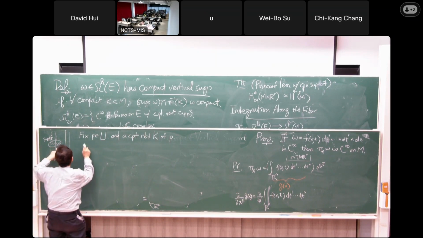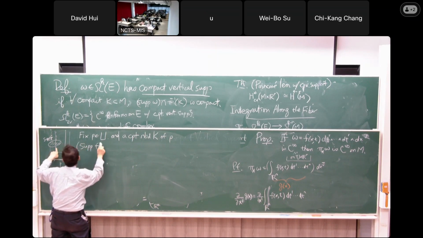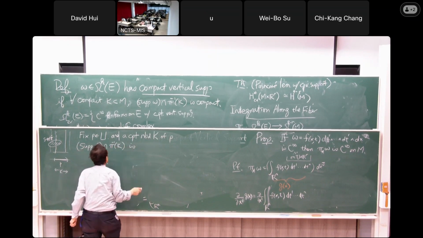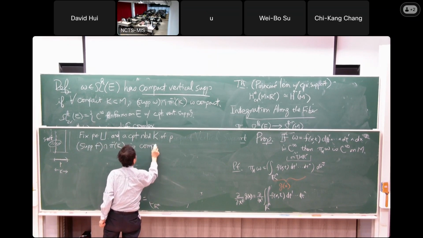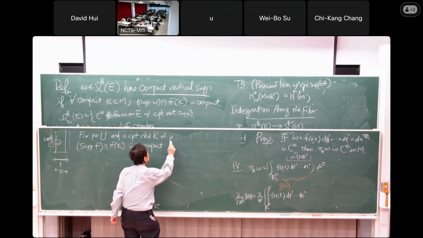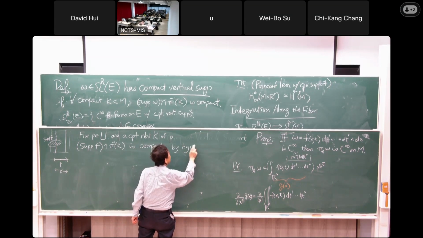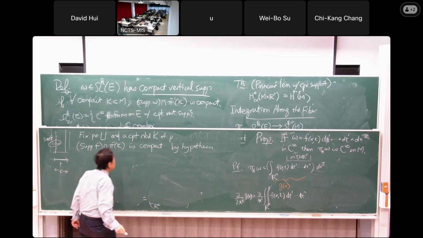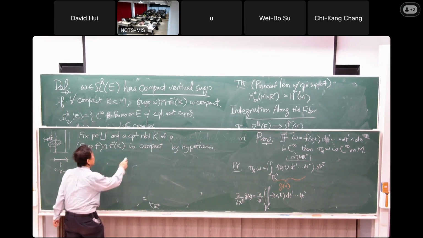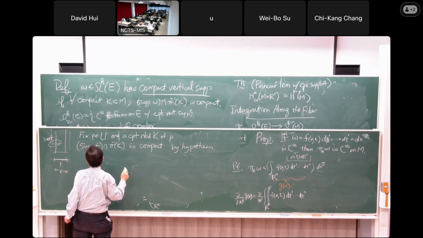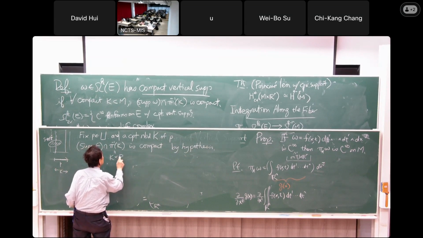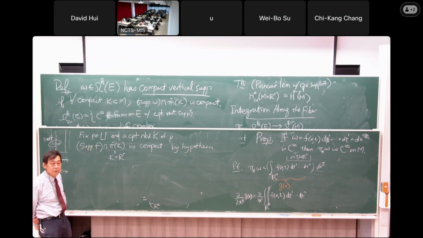And then we know that the support of f intersected with pi inverse of K is compact. Okay, so that's by hypothesis. So it's compact. And pi inverse K here is just K cross R to the r, right? We have the trivial bundle.